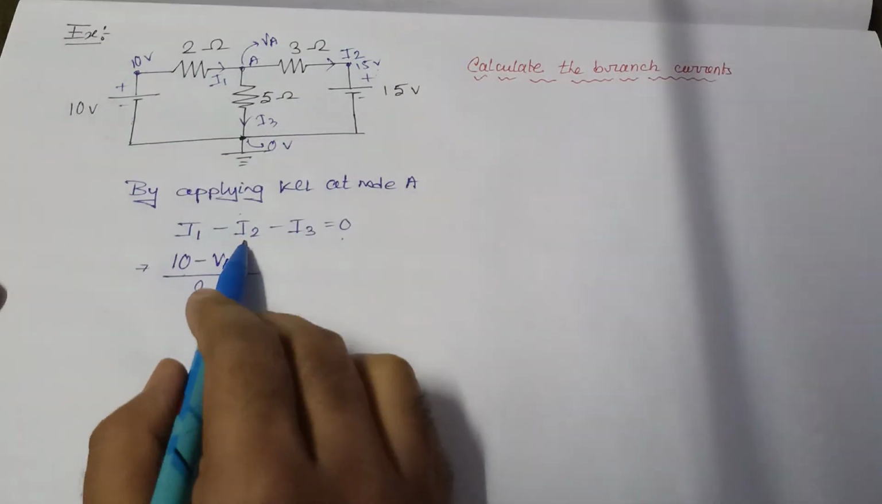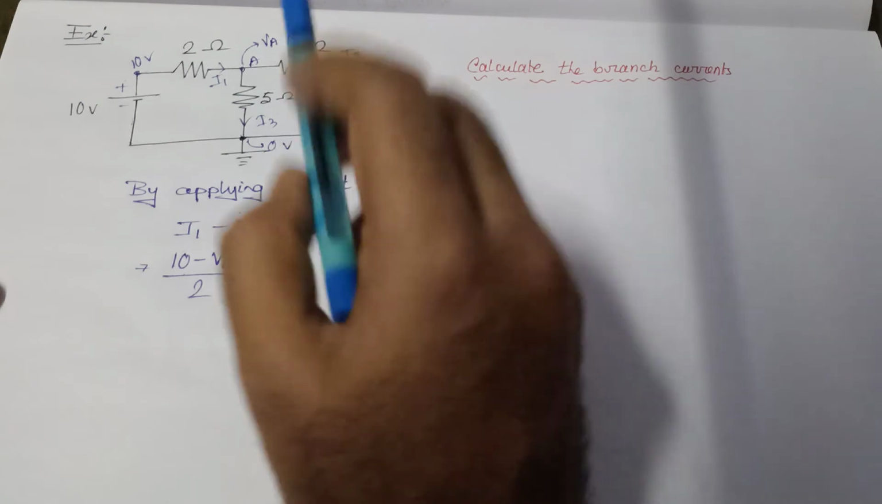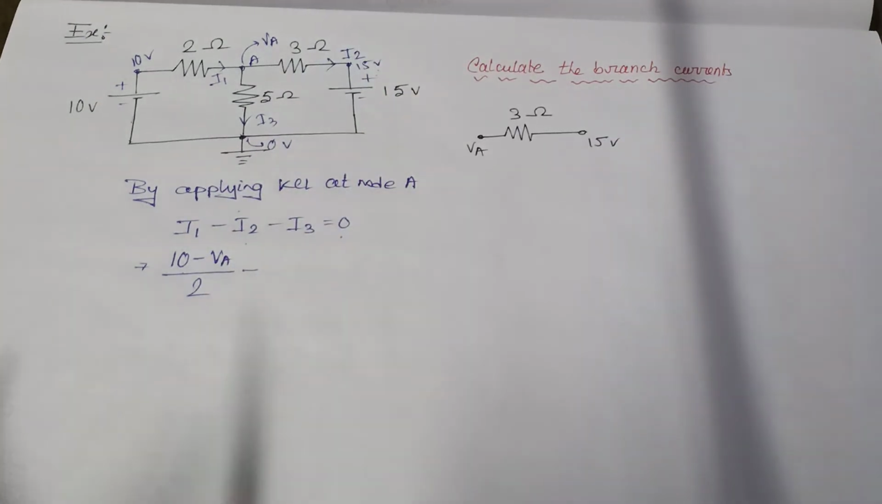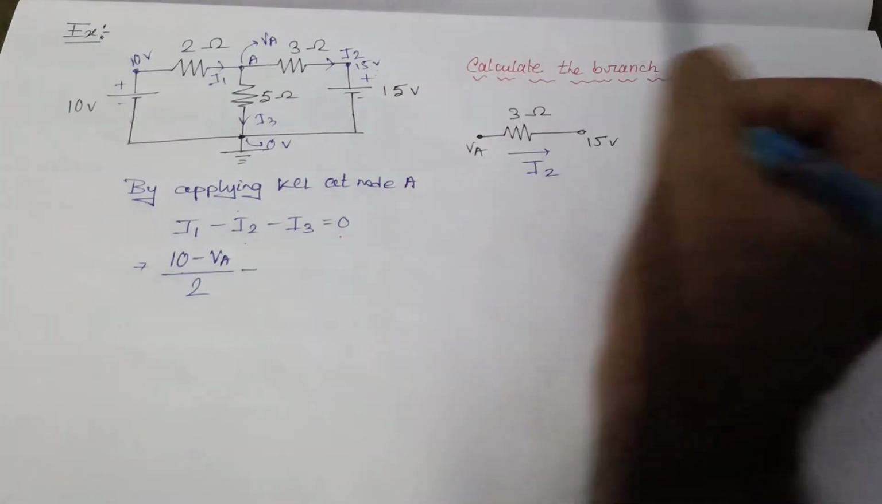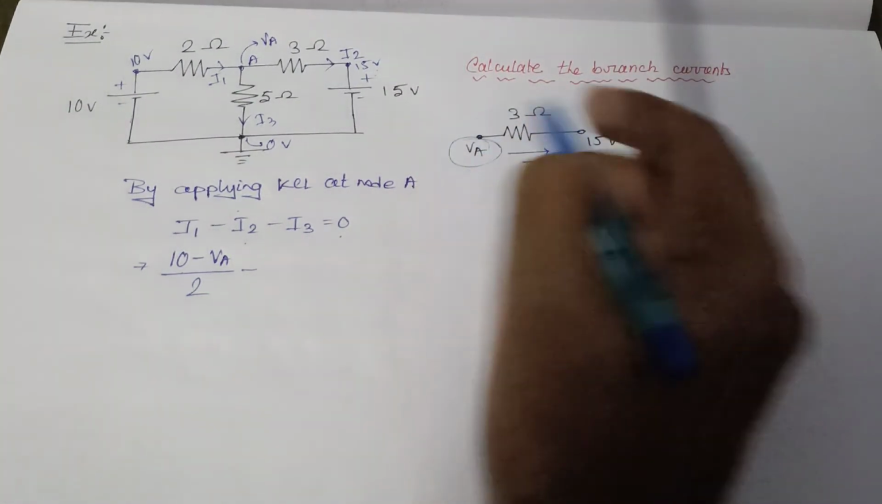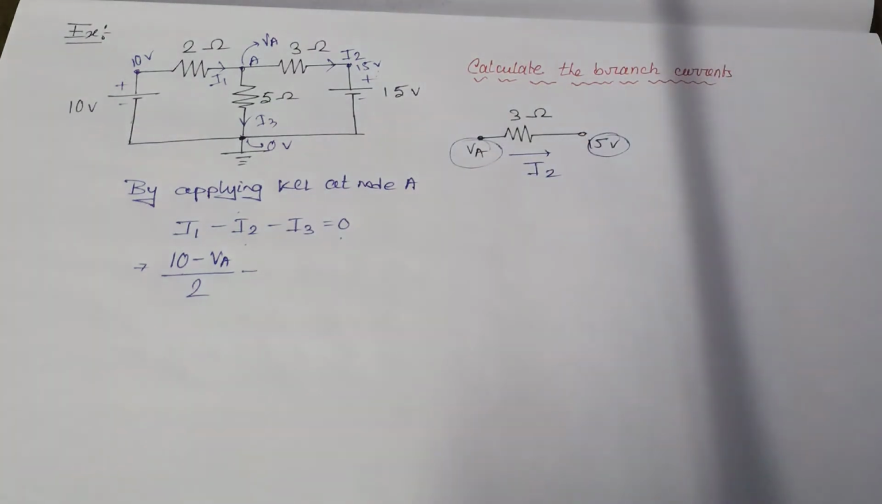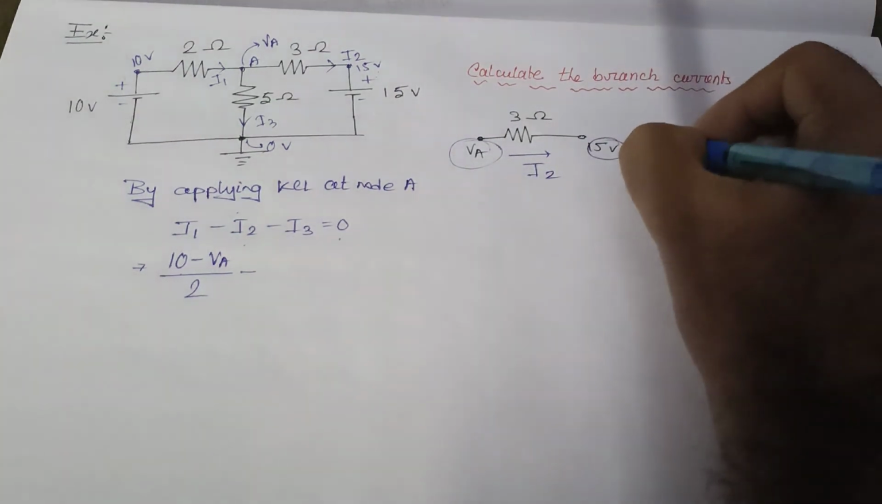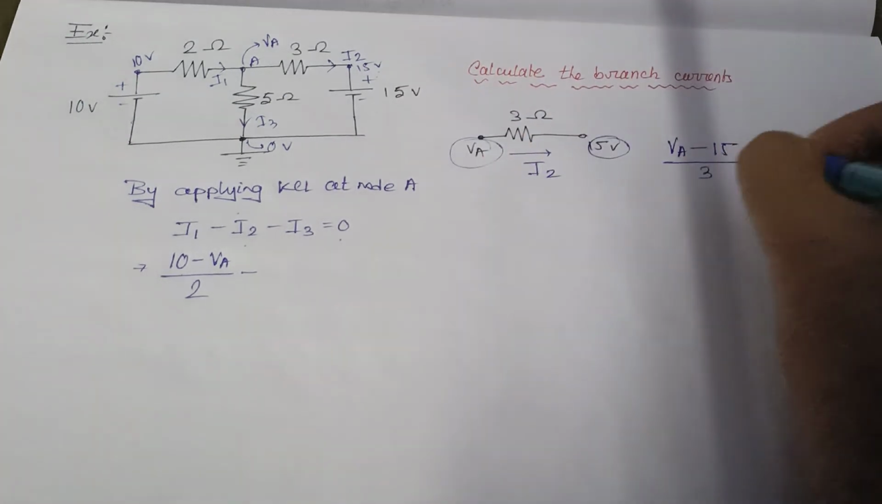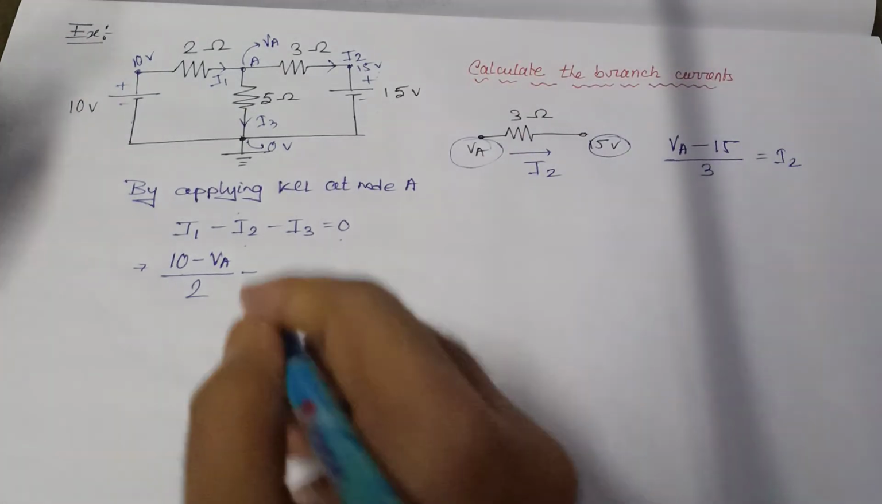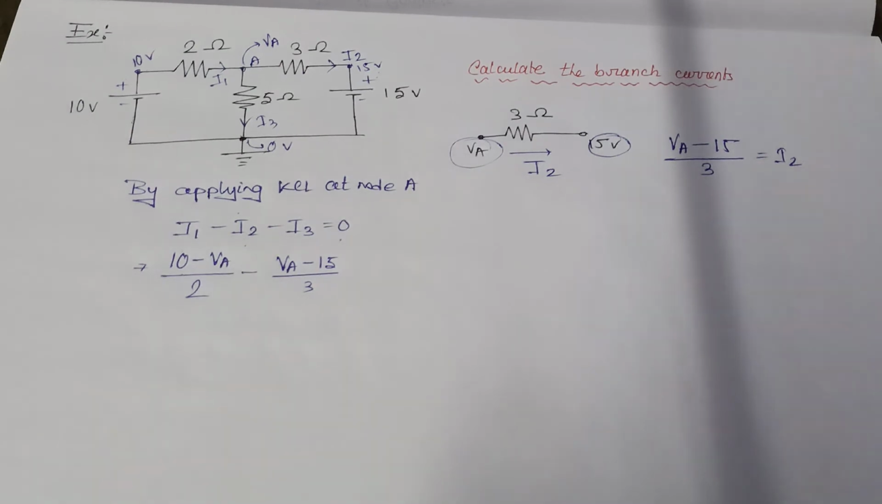Now I2, which is this path. I have shown this path only, because the direction is changed here. I2 is moving from VA to 15 volt. So VA is higher voltage and 15 volt is lower potential. So what is the potential difference? VA minus 15 divided by the resistance here, 3. So in place of I2, VA minus 15 by 3.